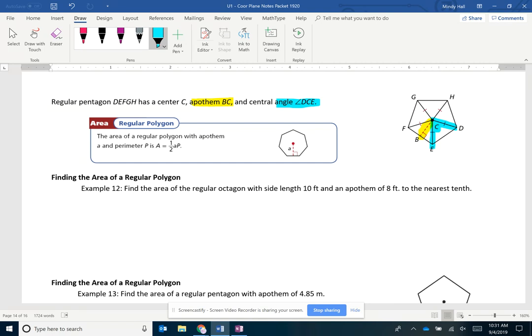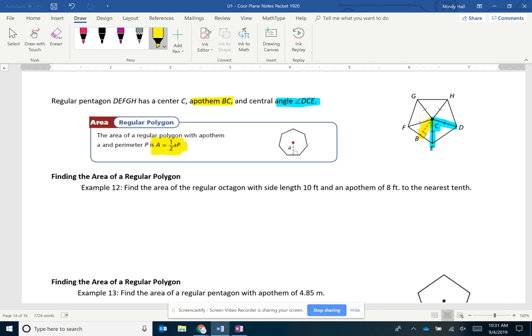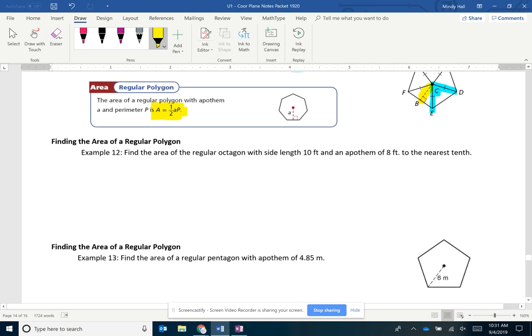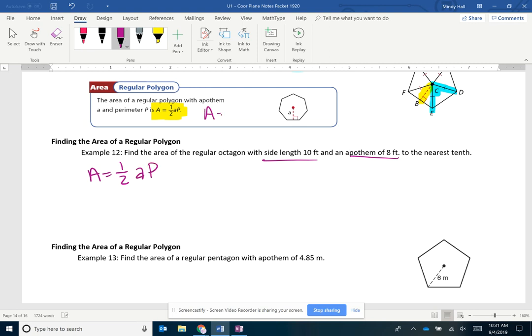Okay, so the area of a regular polygon is going to be 1/2 times the apothem times your perimeter. So just keep in mind with perimeter, you're going to need to actually solve for that. So we have a regular octagon with a side length of 10 feet and an apothem of 8 feet. So using that formula, I'd have 1/2 times apothem times perimeter. By the way, if you prefer, you can also write it like this, where it's apothem times perimeter divided by 2.